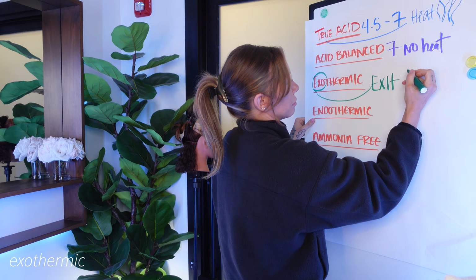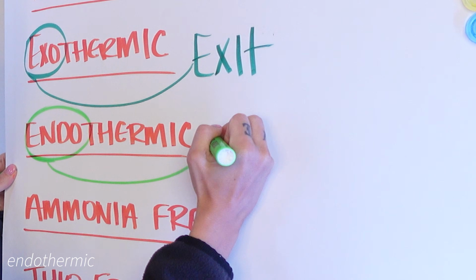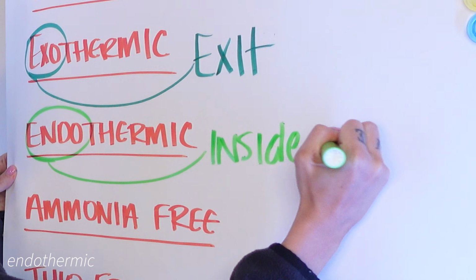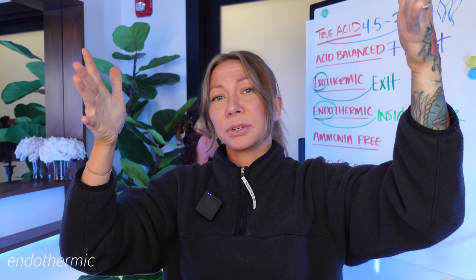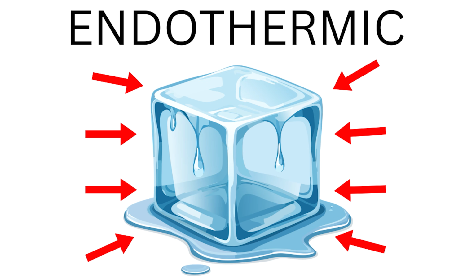Heat is exiting. Endothermic, endo, inside, you need the dryer, the hood dryer. Endo, inside. Again, usually a hood dryer. Now they've got those other things that do this all over your head. I don't know. I use a hood dryer. You're adding the inside source of heat, and that's going to activate the perm.